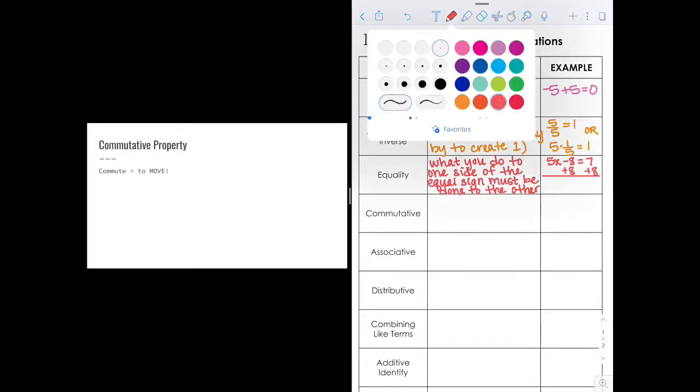Okay, now we have the commutative property. Commute means to move, right? If you are commuting to work, you are driving to work. You are moving in a vehicle. So, let's say to move. And so what this means is that you can swap numbers around but still get the same answer. Okay, and this only works for addition and multiplication.